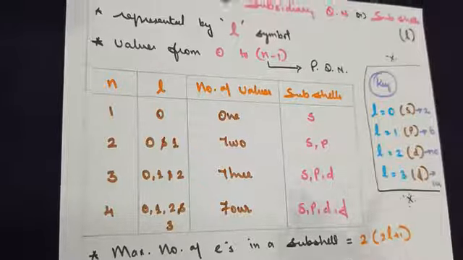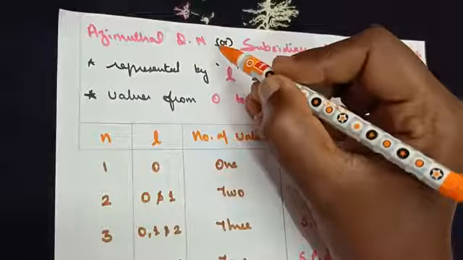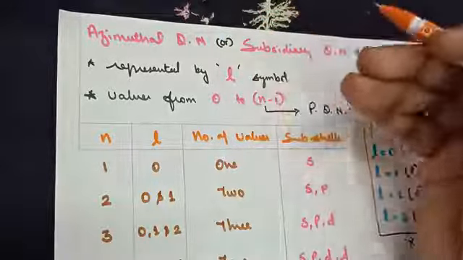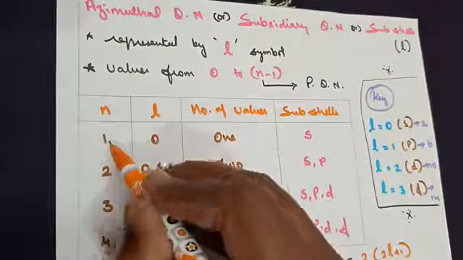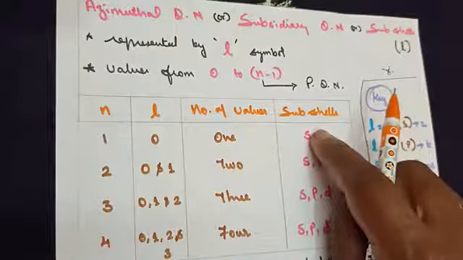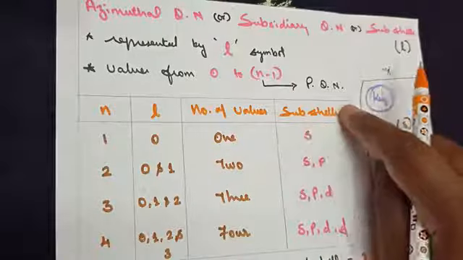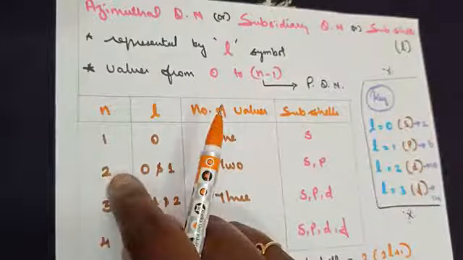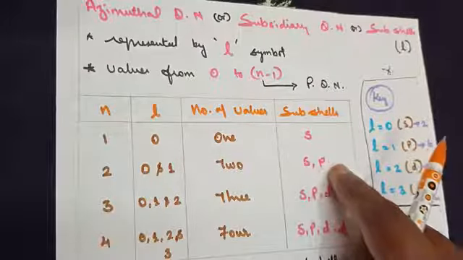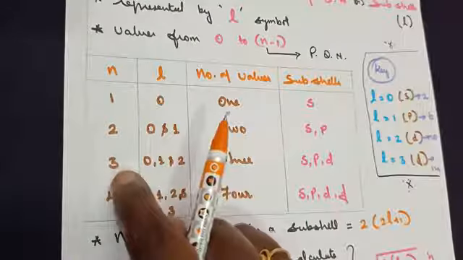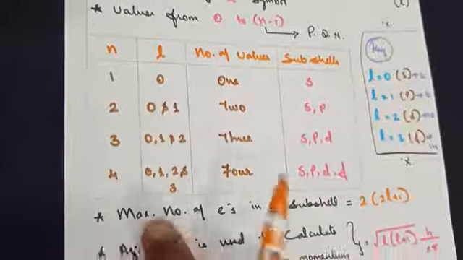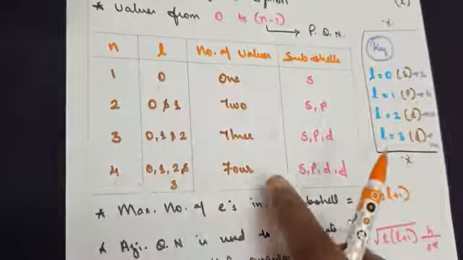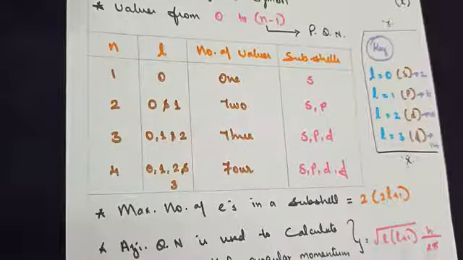So all you need to remember is that the azimuthal number tells you how many subshells can be there. For n equals 1, only one subshell will be found, that is s orbital alone. If n equals 2, you will find 2 subshell categories. If n equals 3, you will find 3 subshell categories. If n equals 4, you will find 4 subshell categories.